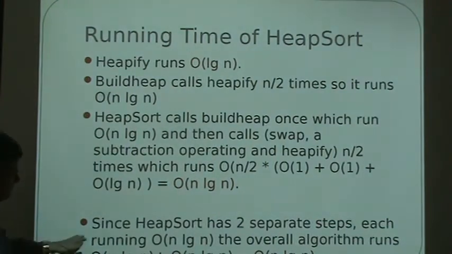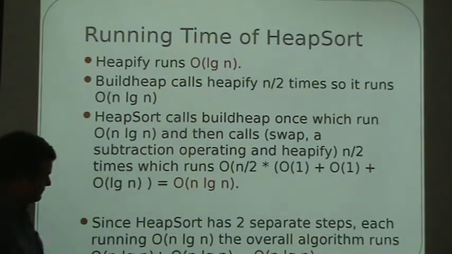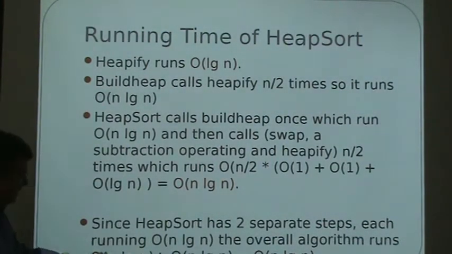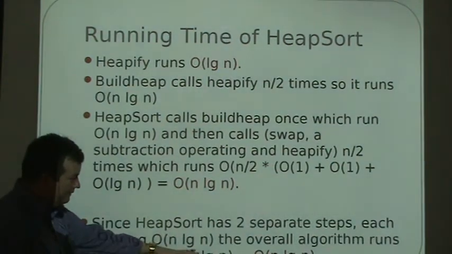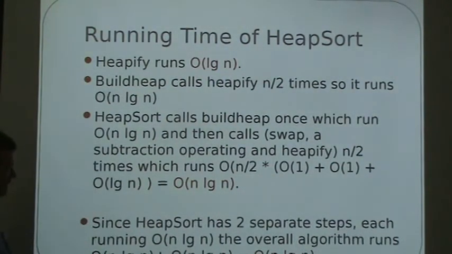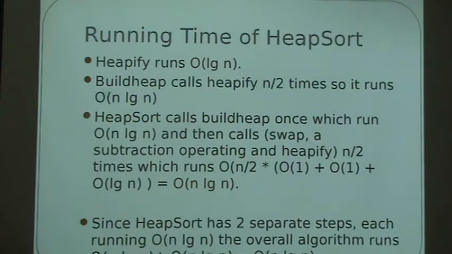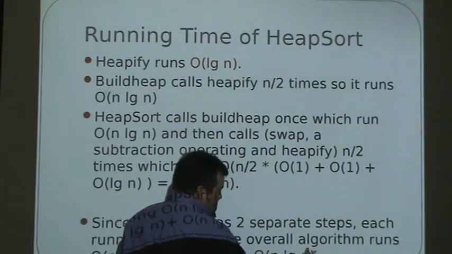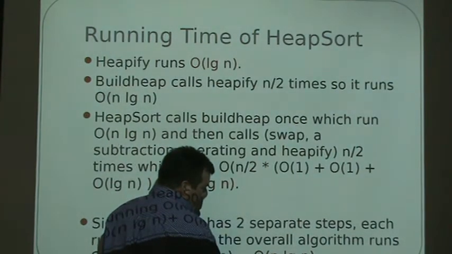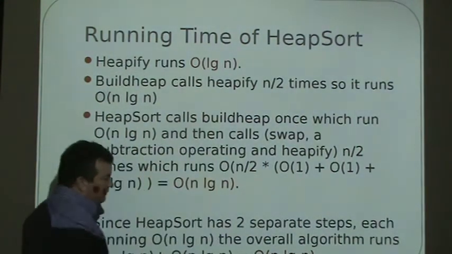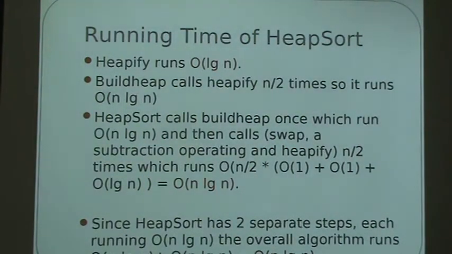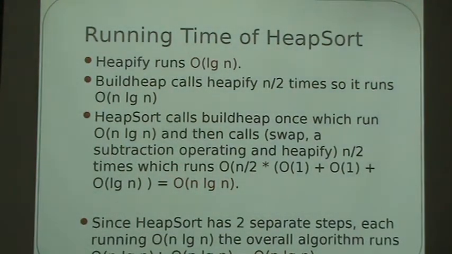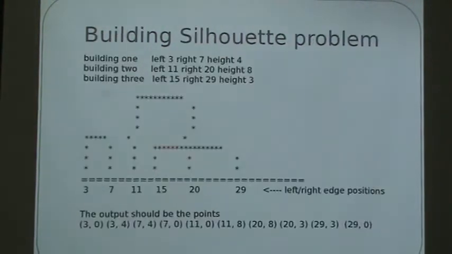Since HeapSort has two separate steps, each taking time proportional to n log n, and you have to do both steps separately, the overall algorithm is n log n. That's basically saying if we were to double the input, our running time would be double plus one extra unit of log, so a little bit more than double the time to run HeapSort.